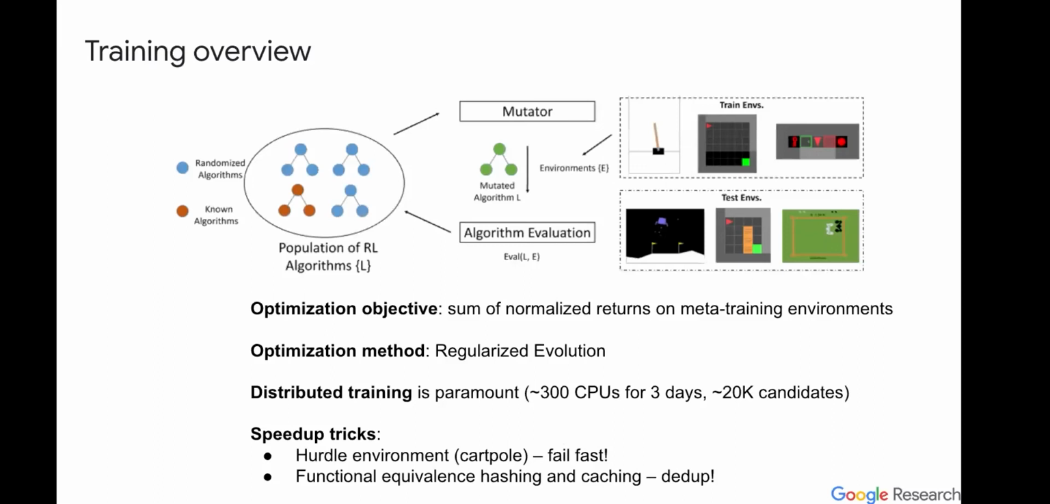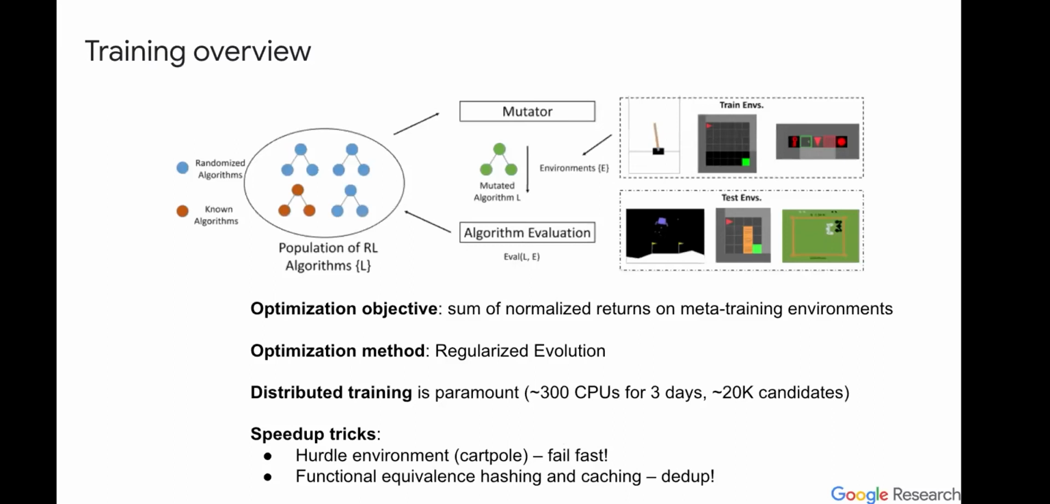In the paper, we used 300 CPUs for 3 days, which swept over 20K candidates. In addition, we used several speed-up tricks. The first one is a hurdle environment. We use CartPole as a hurdle environment. This is for failing fast. If some algorithm cannot do reasonably well on CartPole, then we just skip the harder environments.